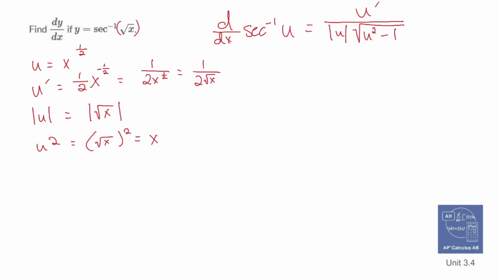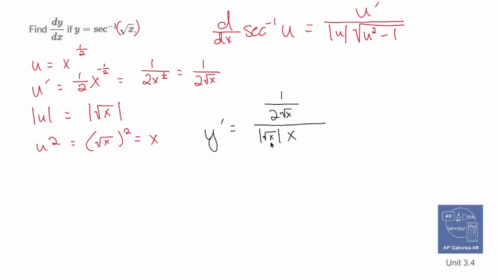So now that I broke all this down and wrote it into different parts, y prime is going to be this put together. The numerator is going to be 1 over 2 root x, and the denominator is going to be the absolute value of root x times root x.